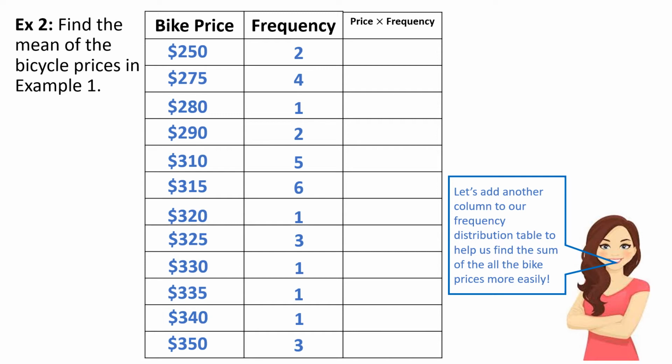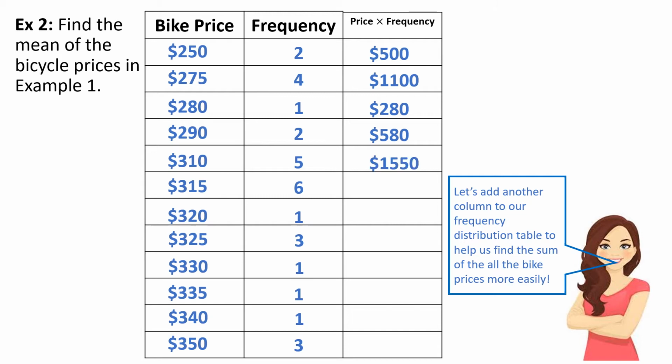We know here that we have two bikes priced at $250. So the total price would be $500. 250 times 2 is 500. We know that we have four bikes priced at $275. So 275 times 4 is 1100. And we're going to do the same for each of these. 280 times 1, 280. 290 times 2, 580.